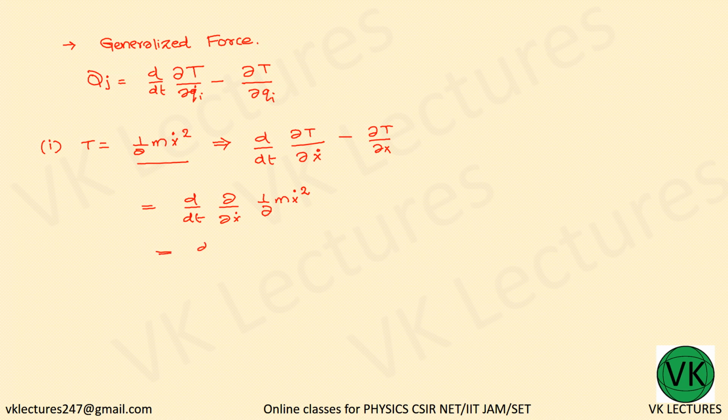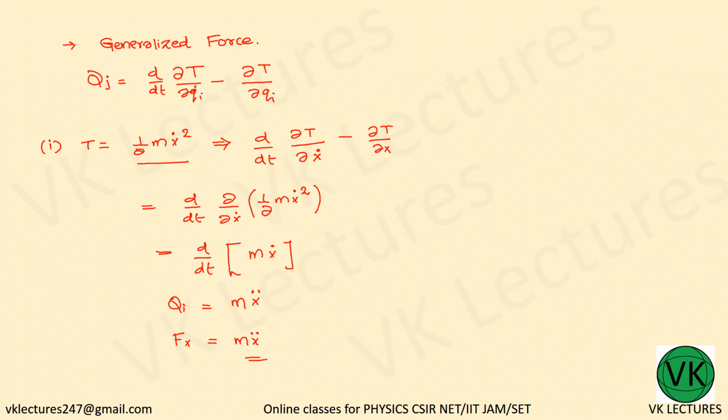So this gives us d by dt of dou by dou x dot of half m x dot square, which is nothing but m x dot. Here m is constant, and d by dt of x dot is nothing but x double dot. So the force Qj or Qi is equal to m x double dot. Now this Qj is nothing but the force along x direction, so you can write Fx is equal to m x double dot.